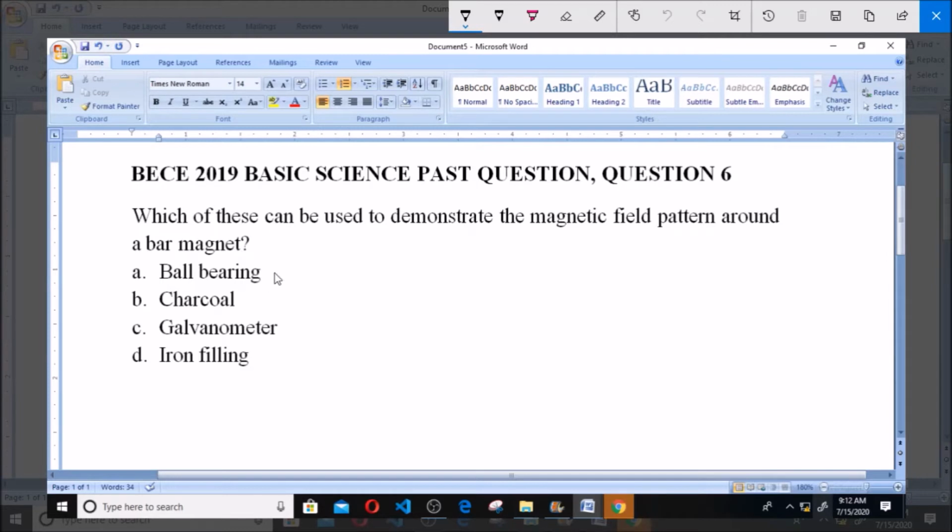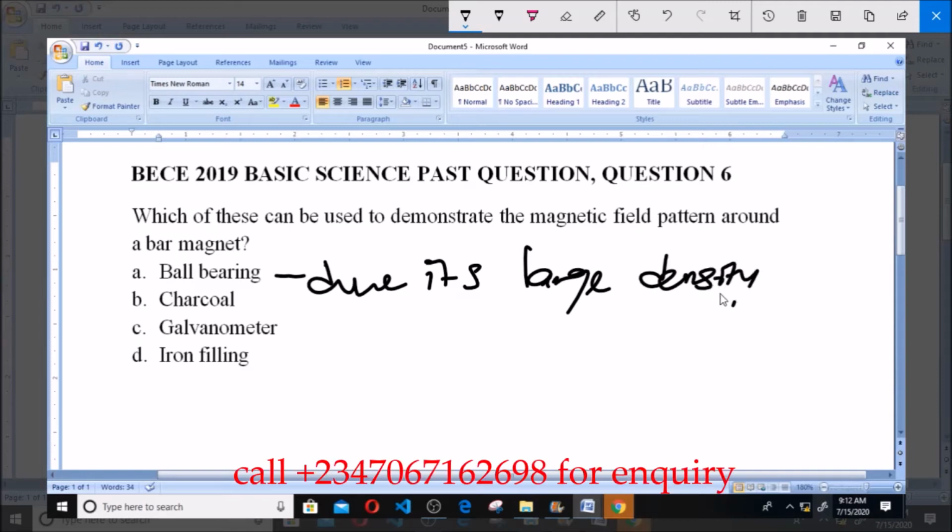Now A says ball bearing. Now I want you to understand that ball bearing is also a metal, but due to the large density of this ball bearing, it cannot be used to demonstrate the magnetic field pattern due to its large density. So it cannot be used to demonstrate this magnetic field pattern, because let's assume this magnetic field is actually weak. You will notice that it won't be able to reflect on this ball bearing.